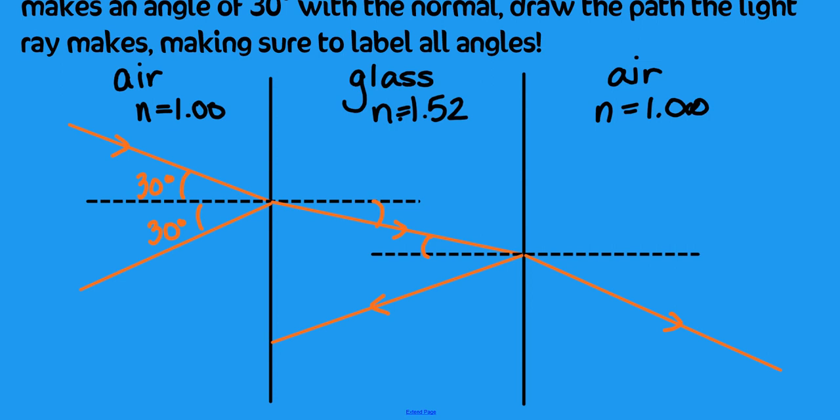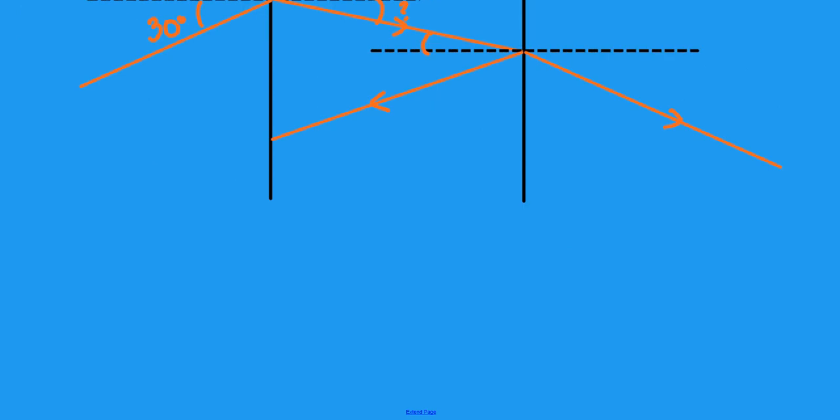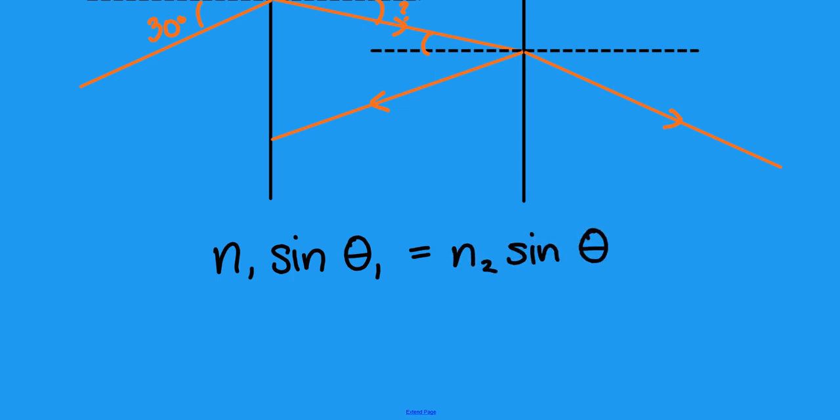Now, we need to do some calculations to finish labeling our angles. Let's start out by calculating this angle right here. That's my first angle of refraction. Using Snell's law to calculate that, and we always want to write our equation before we do any math with it. And this equation tells me that n1 times the sine of theta 1 equals n2 times the sine of theta 2.